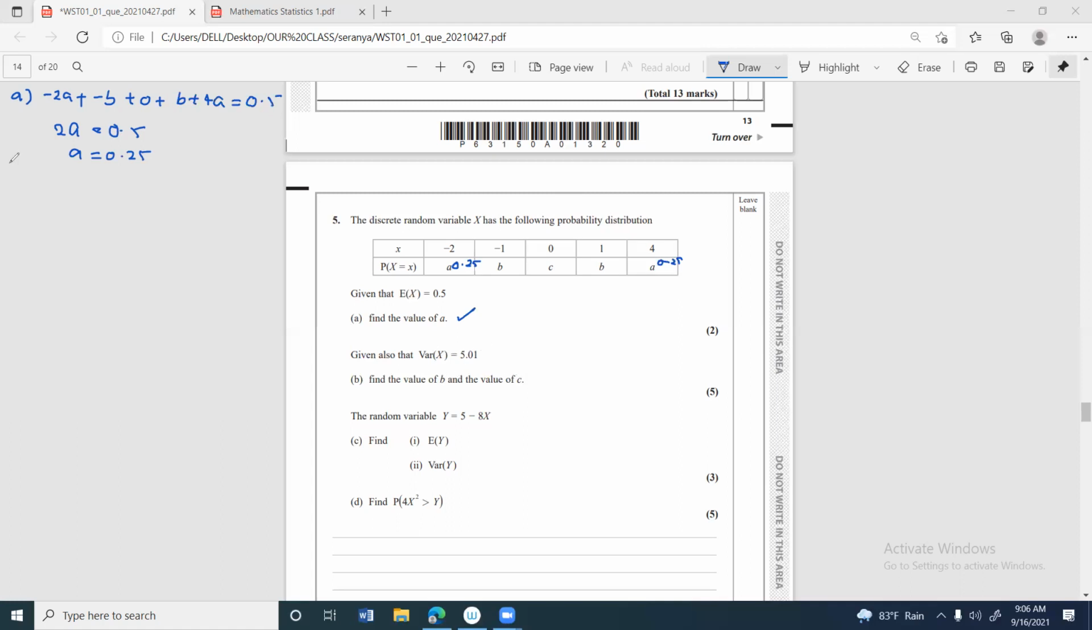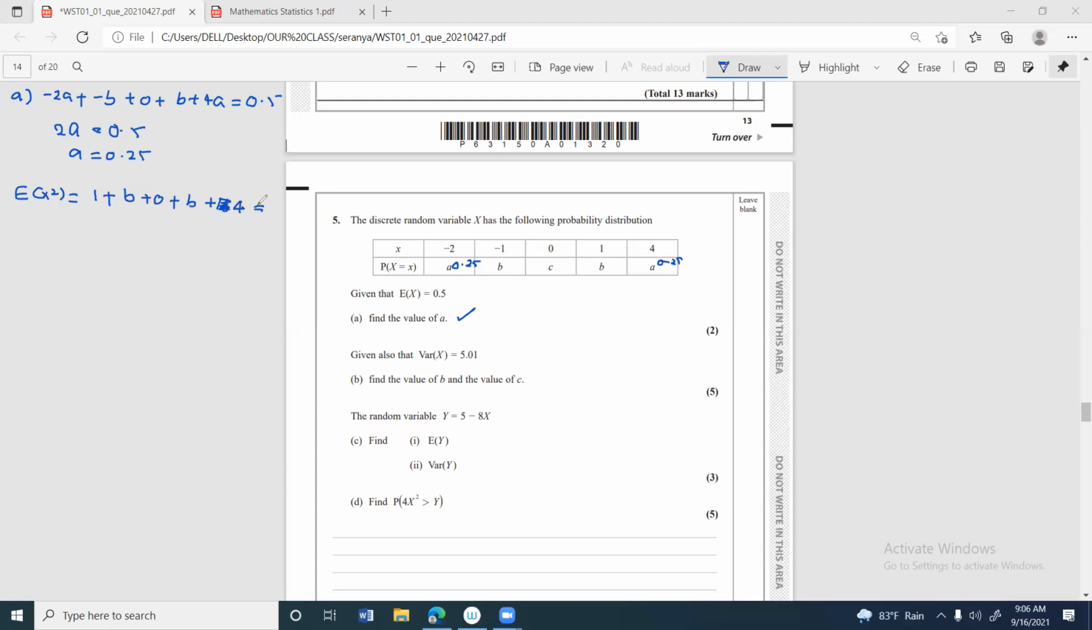Now you know that the variance of X you can find using E(X squared). Initially you can find E(X squared). E(X squared) is the sum of x squared times P(x). That is (-2) squared times 0.25, which is 4 times 0.25 is 1, plus (-1) squared is 1, times b is b. 0 squared is 0, and 0 times c is 0, plus b, plus 16 times 0.25 is 4.